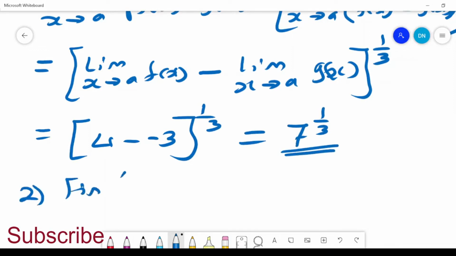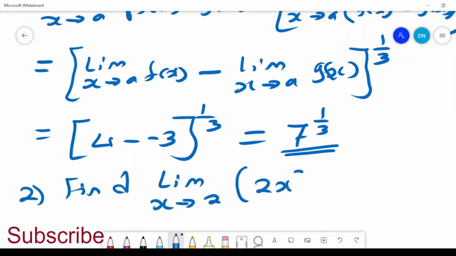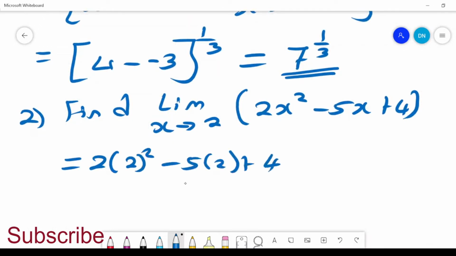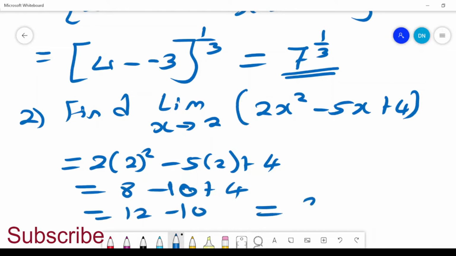To find limit as x tends to 2 of 2x squared minus 5x plus 4. This will be a direct substitution, so it will be 2 times 2 squared minus 5 times 2 plus 4, which will be 8 minus 10 plus 4, which is 12 minus 10, and the answer will be equal to 2.